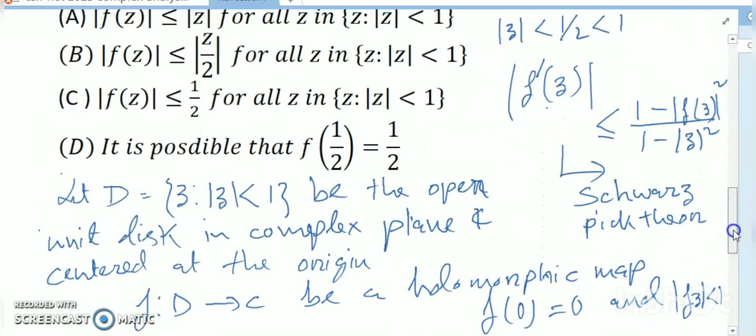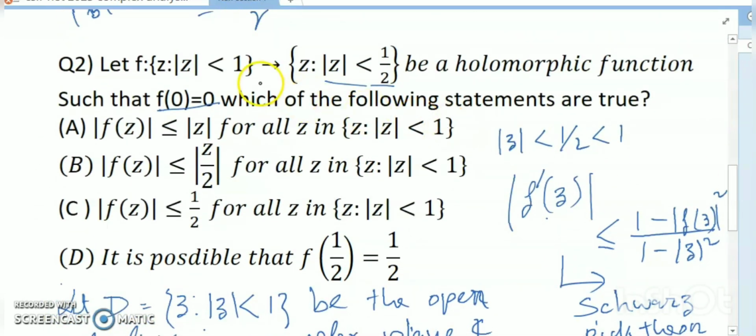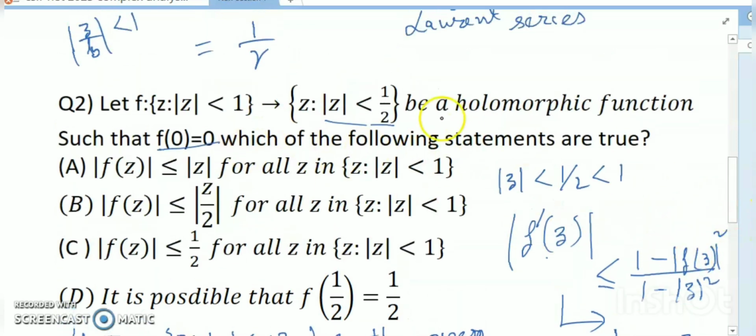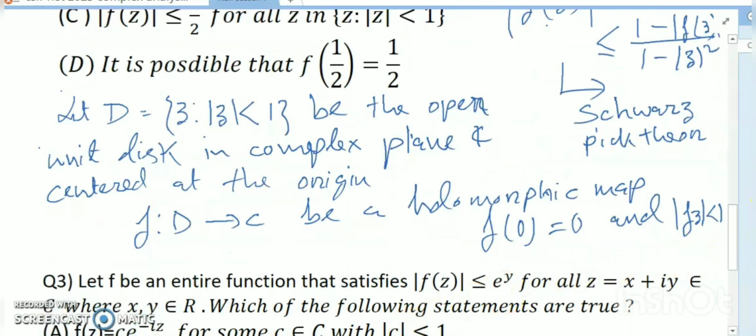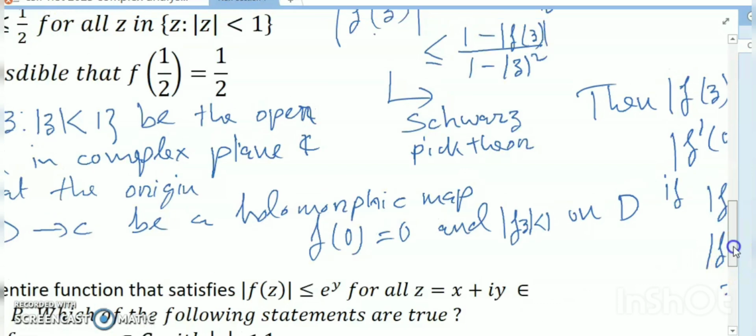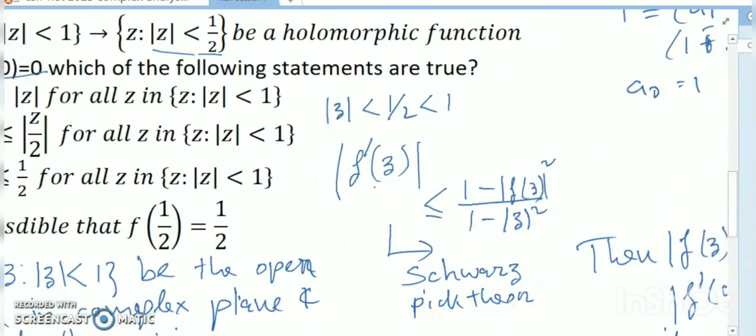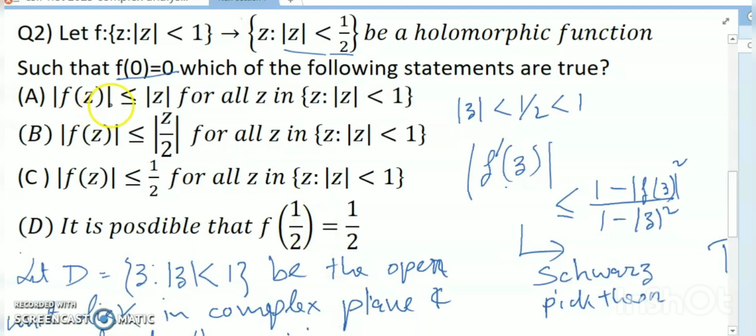Okay, the Schwarz theorem I will apply. The Schwarz theorem holds, because you see f0 is equal to 0, mod of z is less than 1, and f is holomorphic. So you get everything the same. Now friends, the first question is that mod of f z is less than or equal to mod z for all z with mod z less than 1. Obviously this is true by the Schwarz theorem. Now friends, another question is that f of z is equal to mod z, this is true.